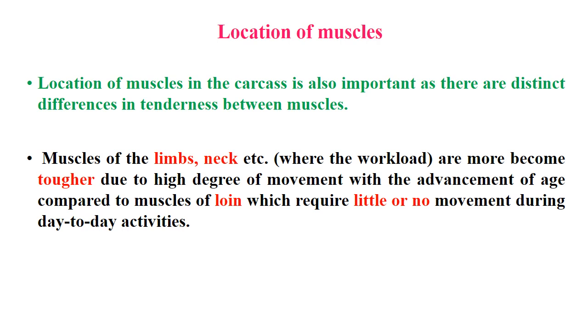So muscles at the limbs and neck have more workload or work more continuously. Those muscles become tough because they accumulate more connective tissue. Whereas muscles at the breast region or the loin region have to do less work, so their movement and activity is less. Such muscles will produce more tender meat.